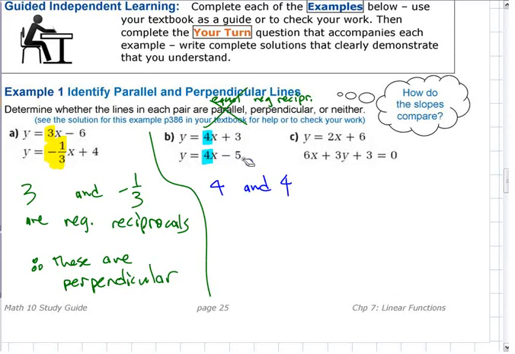So it's important to realize that two lines on top of each other are sort of parallel, but you actually call them coincident lines. They land on top of each other. Here, the y-intercepts are different. Same slope, different y-intercept. They're parallel, right? Therefore, these are parallel.